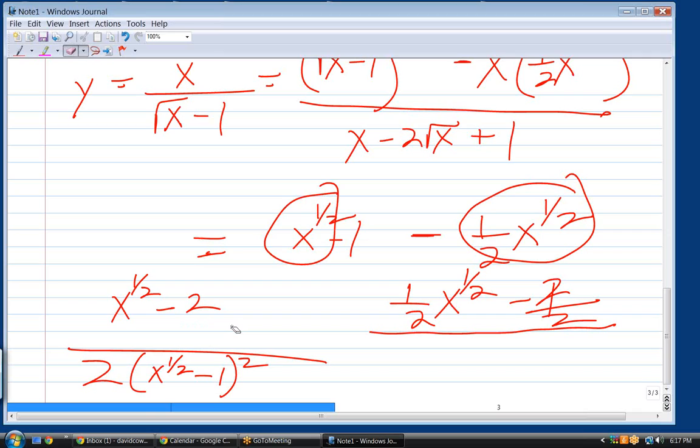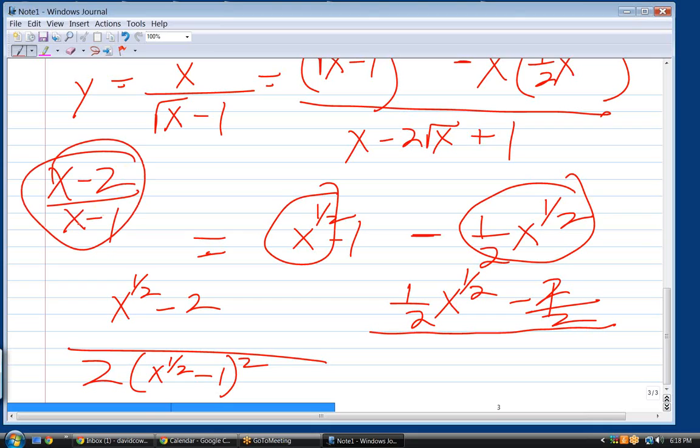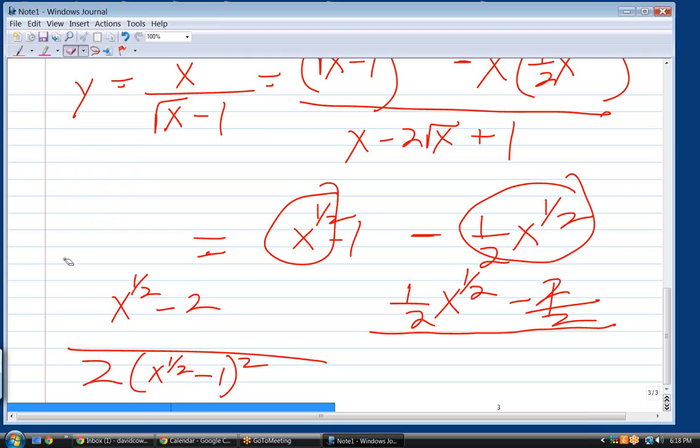The question is, can we do anything with this x to the 1/2 minus 2 combined with this x to the 1/2 minus 1? And the answer is no. No more than you could do anything if I had something like this. Is that because it's squared? If I had something like this, I could not simplify it. Oh, that's true. The only way I could do anything with this is if this is the same term as this. So this is as far as it goes? I think so, yeah. I can't see any other way to simplify it.